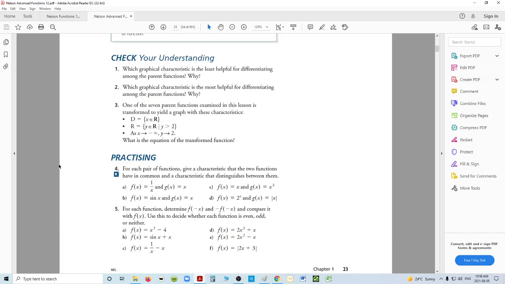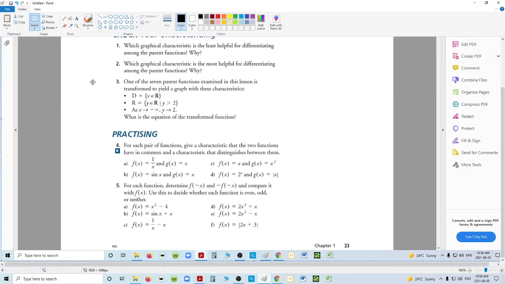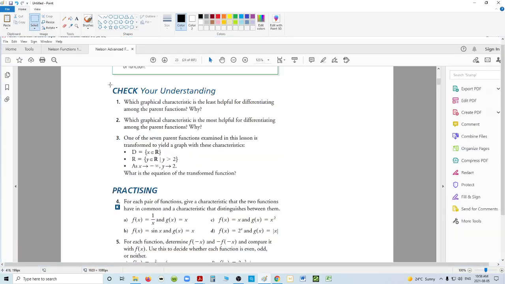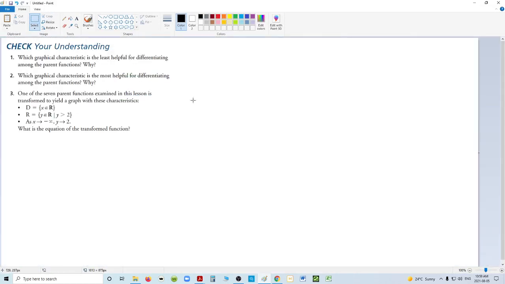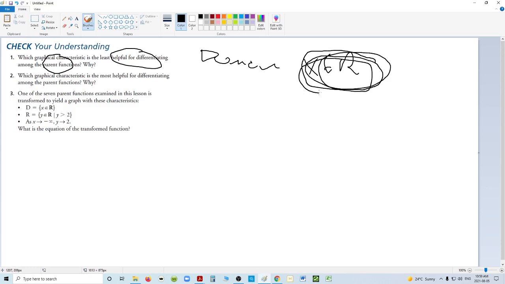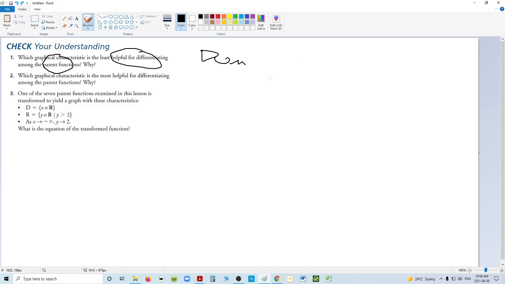I don't like doing these questions because I don't believe there's a lot of value in interpreting the visuals, but I mean, I'll try. I'll go through it. I prefer actual mathematical functions. Which graphical characteristic is the least helpful for differentiating among the parent functions? Probably the domain, and that's because many of them are x ∈ R. So because so many of them are x ∈ R, it doesn't really help to know that it's x ∈ R, whereas the ranges usually have more restrictions.